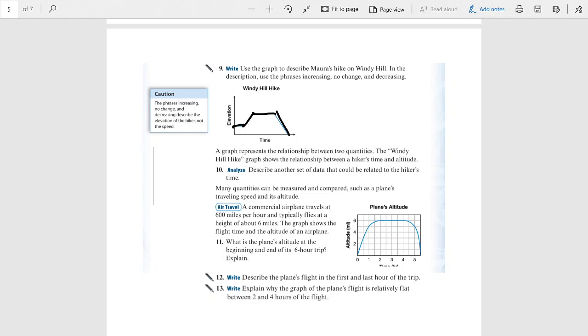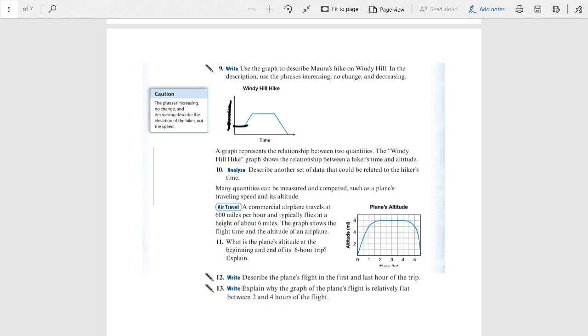Well, number 10 says describe another set of data that could relate to the hiker's time. So instead of elevation here, what else could we use? Well, you probably have a few different ideas of what it could be. Let's say my example for this is something like maybe her heart rate, how much her heart is beating per minute. And maybe she's not exerting herself, so it stays the same for a little while.